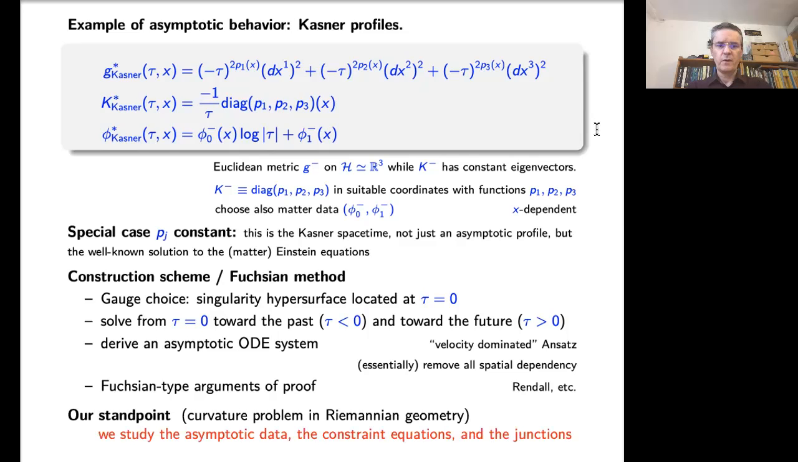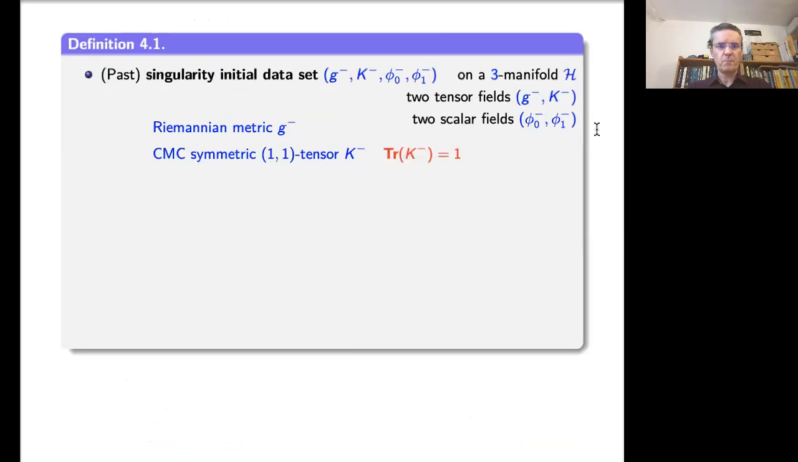Our standpoint is to study the asymptotic data, to study the constraints that they have to satisfy, and then to ask how they can be connected. There should be a certain junction to connect them. So this is the issue for this lecture.